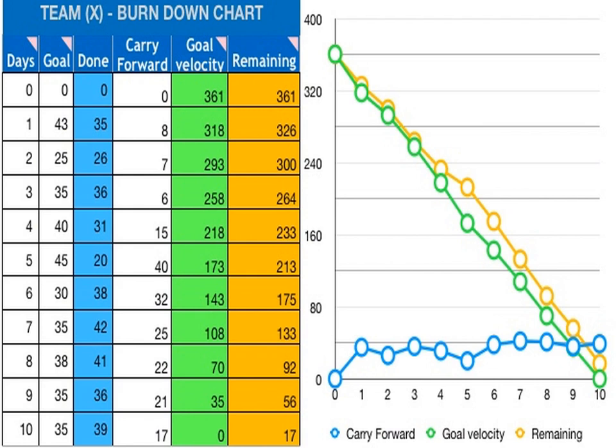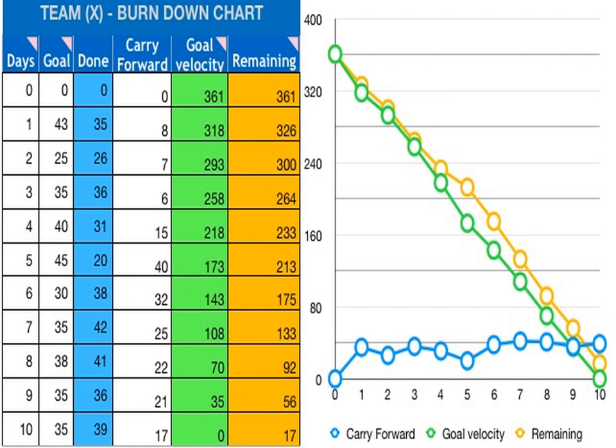Days. Change this to the timescale that you want to appear at the bottom of the chart, the x-axis. Goal. Enter the number of story points that you plan to achieve in each time period. It forms the left side of the chart, the y-axis. Done. In real time during execution of the sprint, record how many story points that you actually achieve. This forms the blue line shown on the chart.